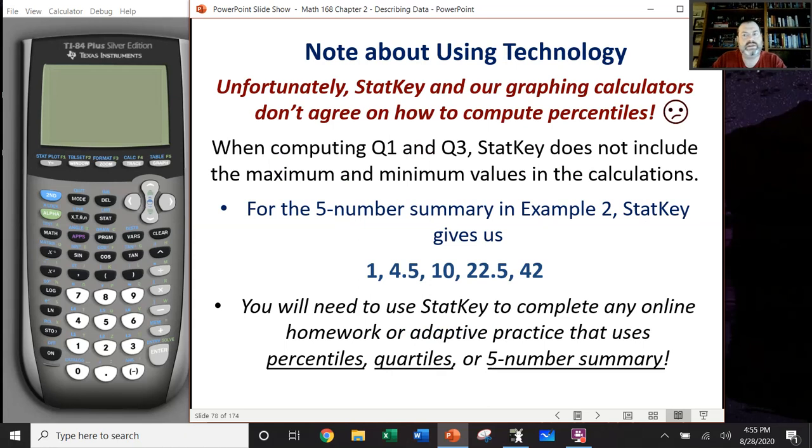Of course, there is something I need to talk about, and it's that StatKey and the graphing calculators don't agree on how to compute percentiles. You don't need to use StatKey in this section, but you will in the next section. Just remember that if you're using StatKey to compute quartiles, StatKey does not include the maximum and minimum values in the calculations of the quartiles. For the 5-number summary in example 2, StatKey gives us this here. You will need to use StatKey to complete any online homework or adaptive practice quizzes that use percentiles, quartiles, or 5-number summary. That comes up a little more in the next section, but if you see a homework problem that says compute a 5-number summary or compute quartiles, just go ahead and use StatKey. I'm going to put a little StatKey at the end of this video if it's not too long. If not, I'll start the next video with it.